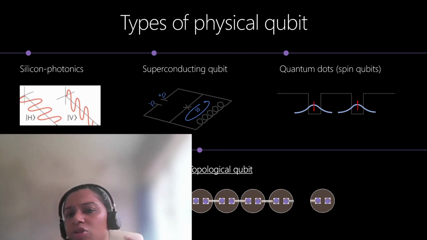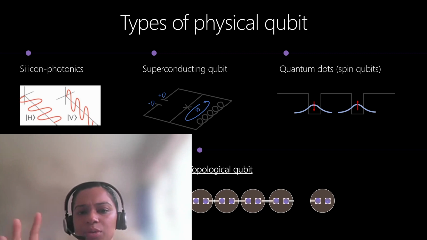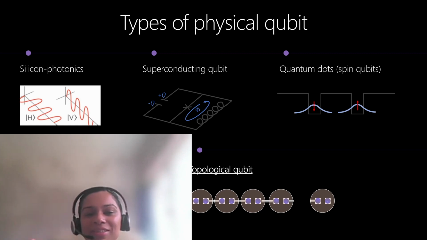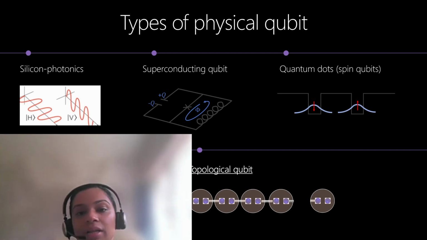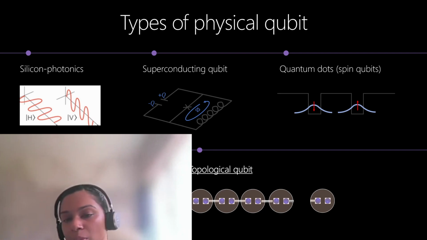But there are challenges in each of these methodologies, right? And that's why you see so many people still researching into all these different areas, because there are pros and cons with each of these approaches, right? Then there is superconducting, which is very popular. It utilizes superconducting circuits and microwave photons, basically. It's a scalable approach, but again, it's very sensitive to noise and limited coherence times, etc., right?